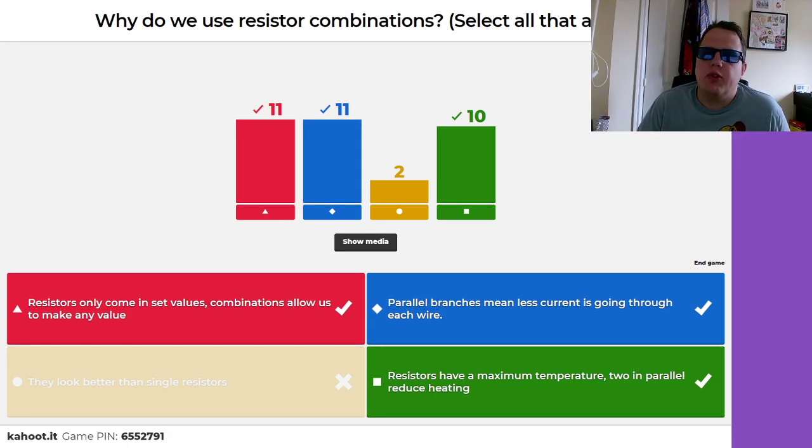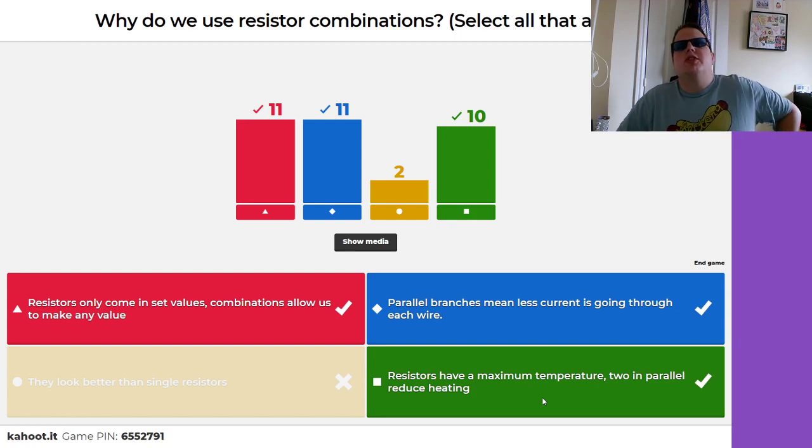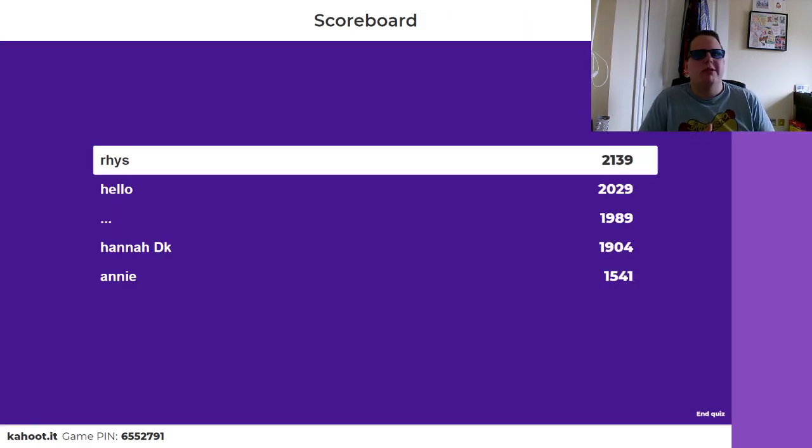Okay, so 3 answers were correct there. We use resistors because they only come in set values. They don't come in every value, and you might need a specific resistance. If we have them in parallel, each branch has less current going through it, so we can use thinner wire and less powerful resistors. They have a maximum temperature. If we use the wrong ones, they have a habit of burning up, so we have to be careful.